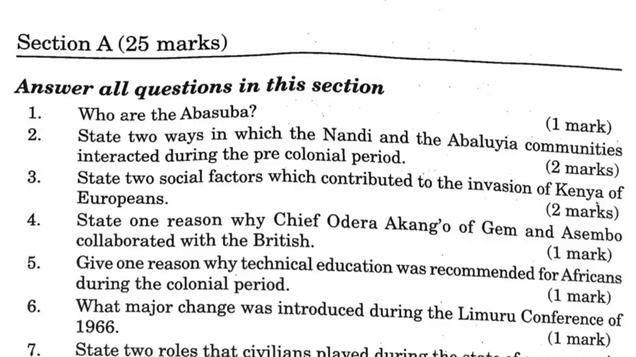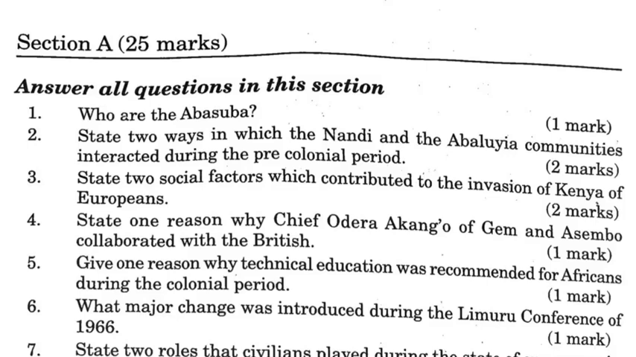4. State one reason why Chief Odera Akango of Jem and Asembo collaborated with the British. He knew that the British were determined to colonize the region and that fighting them was therefore useless, and was aware of their military power. Neighbouring communities of Seme, Uyoma, Sakwa, and Ugenya threatened his people and therefore he needed the British to help him. He realized he could gain modern education and other benefits through collaborating with the British.